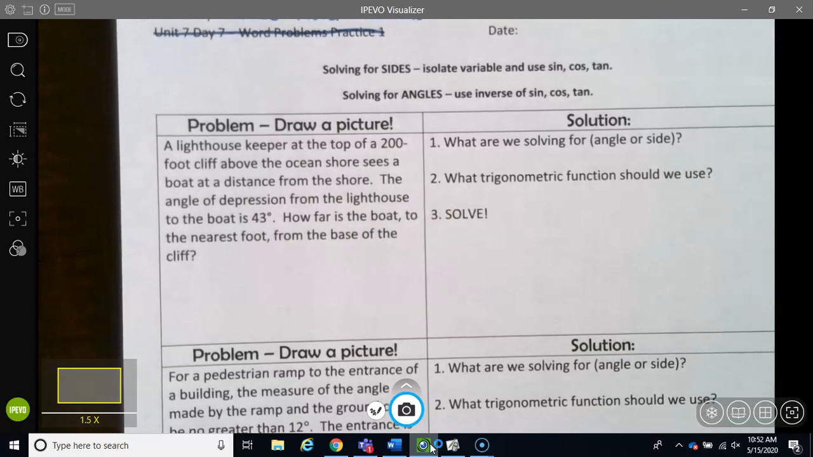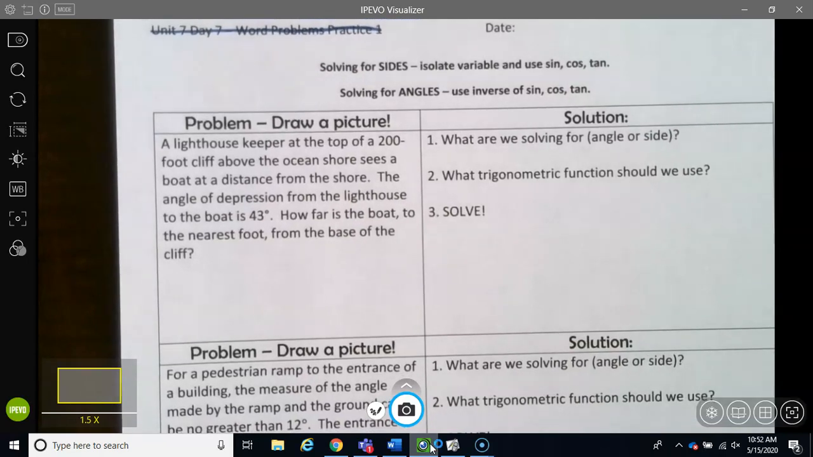A lighthouse keeper at the top of a 200-foot cliff above the ocean shore sees a boat at a distance from the shore. I'm going to read it out loud, the whole thing, and then reread it to draw. So a lighthouse keeper at the top of a 200-foot cliff above the ocean shore sees a boat at a distance from the shore. The angle of depression from the lighthouse to the boat is 43 degrees. How far is the boat to the nearest foot from the base of the cliff?